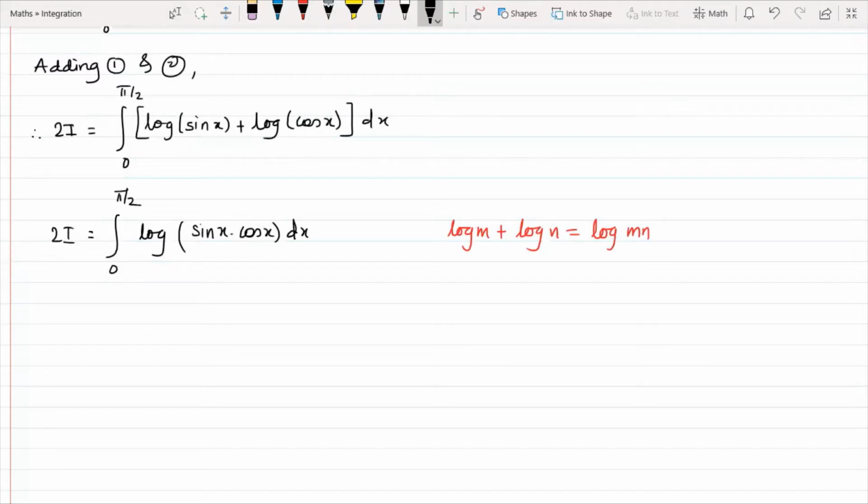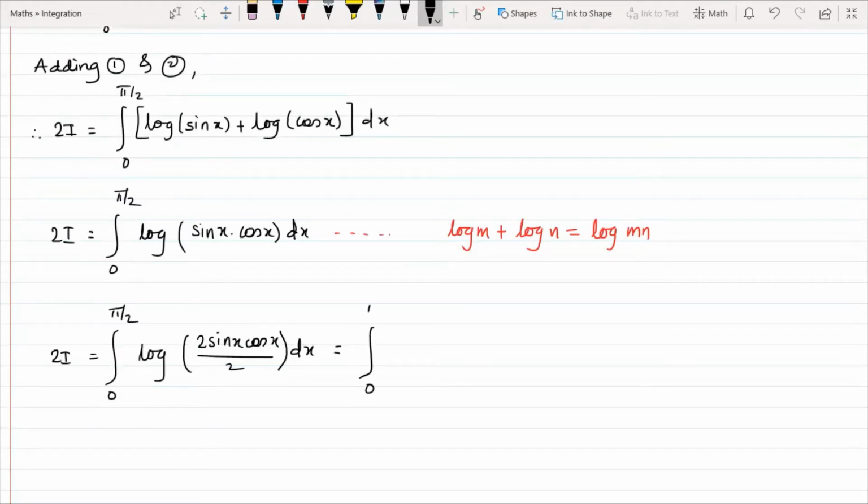Now what next can I do? In the next step, I can write this as 2I is equal to the integral from 0 to pi by 2 of log of 2 sin x cos x upon 2 dx. That is, it can be written as the integral from 0 to pi by 2 of log of, now what is 2 sin x cos x? It is simply sin 2x. So it becomes log of sin 2x upon 2 dx.